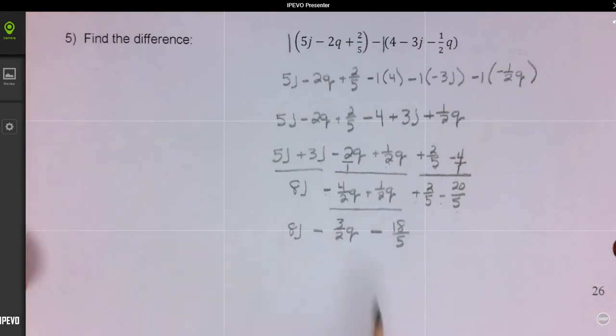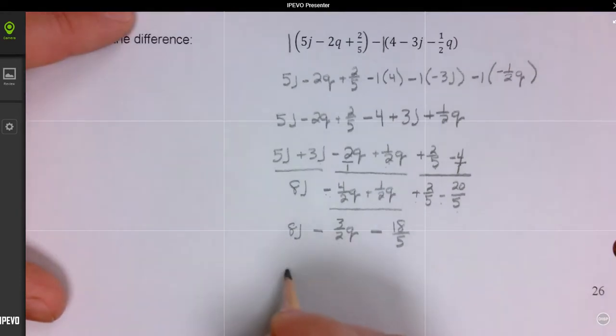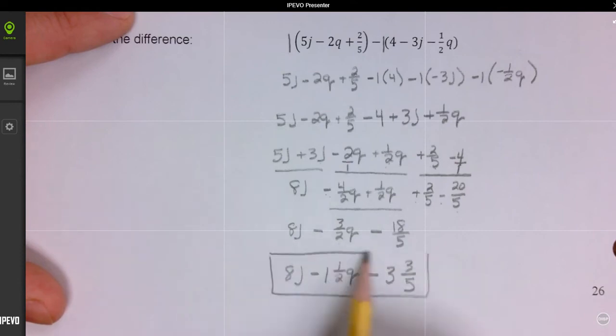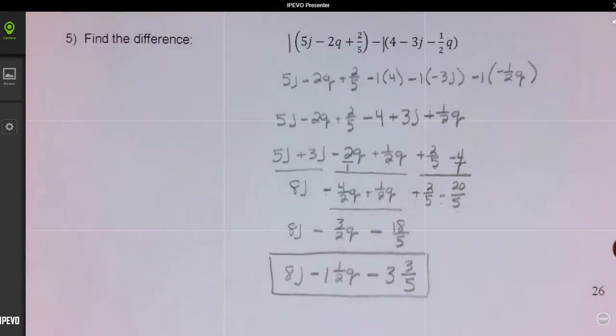And now all I'm going to do is rewrite this again so that my fractions are mixed numbers since the numerators are bigger than the denominators. So I'm going to still have 8j. 3/2 is the same as 1 and 1/2, so minus 1 and 1/2 q. And then minus 18/5. 5 goes into 18 3 times with 3/5 left over. So our final expression says 8j minus 1 and 1/2 q minus 3 and 3/5.